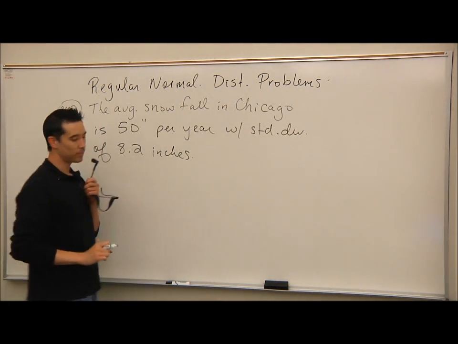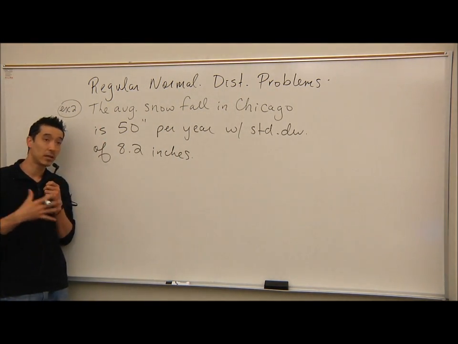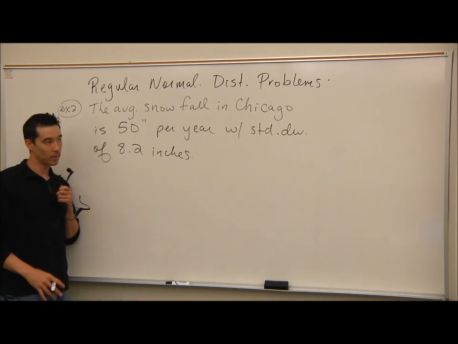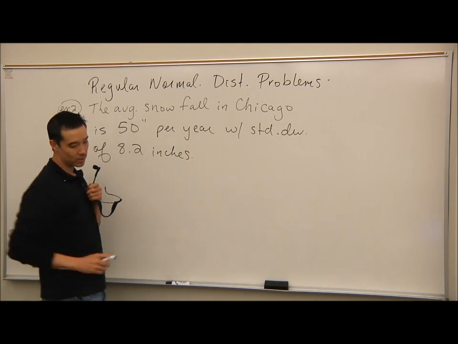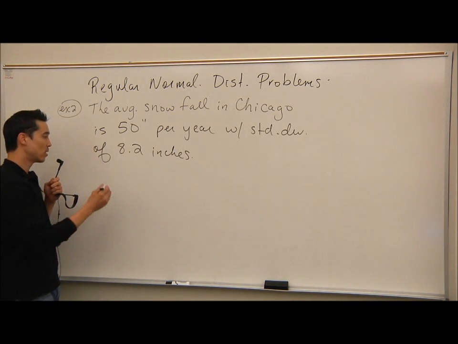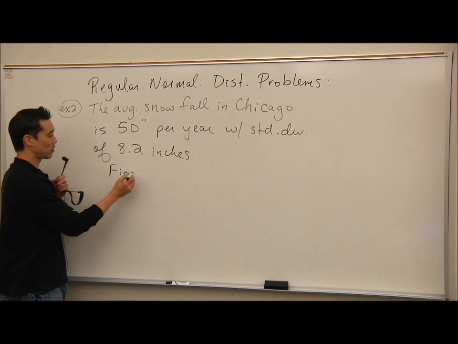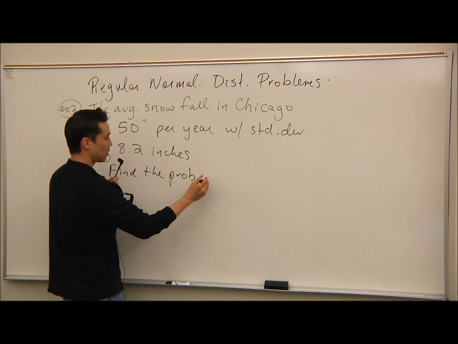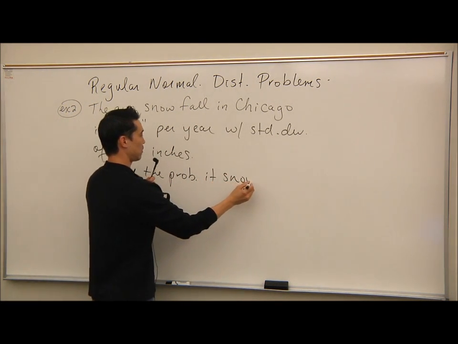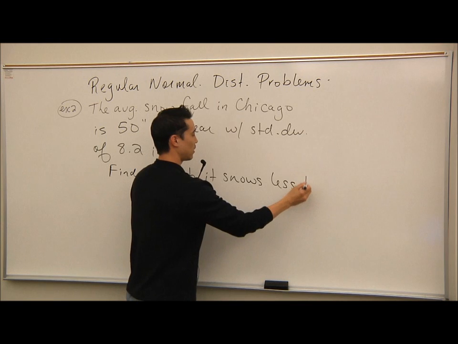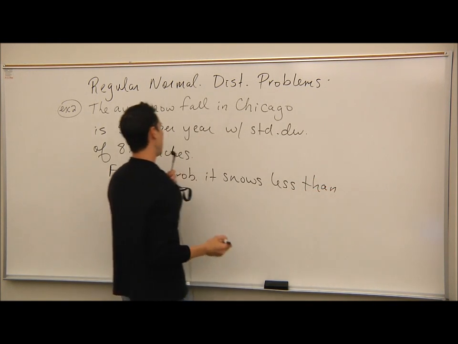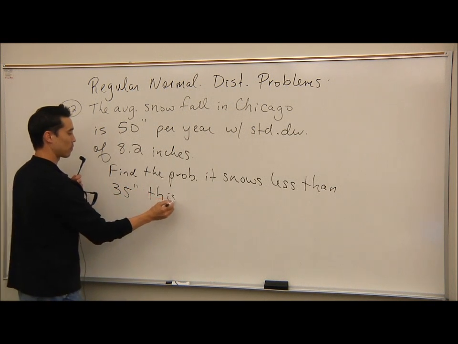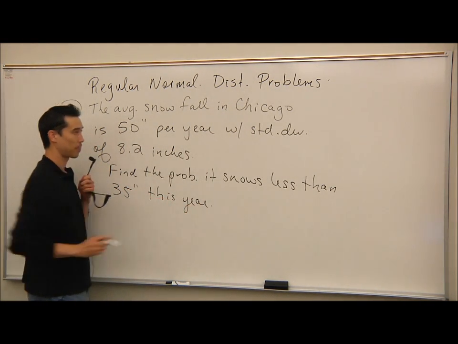And somewhere in the problem, and the homework usually does it right at the top, it'll say, assume it is normal, or assume this is normally distributed, okay? So somewhere in the problem it should say, assume it is normal. And then it'll say whatever it wants. Find the probability it snows less than 35 inches this year. Okay?